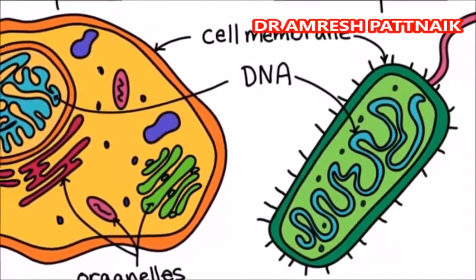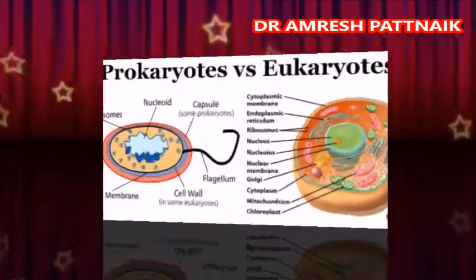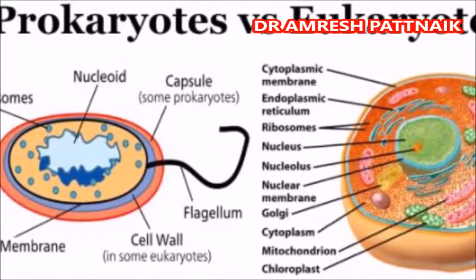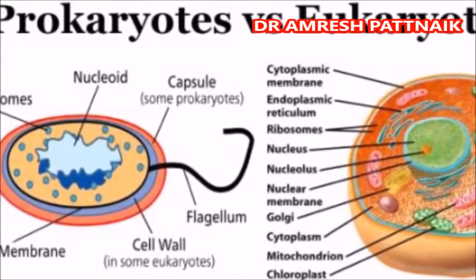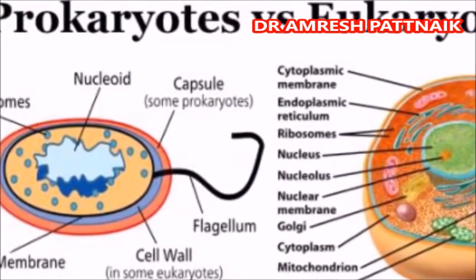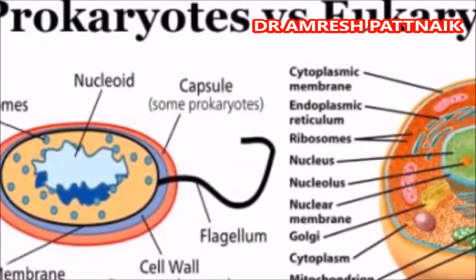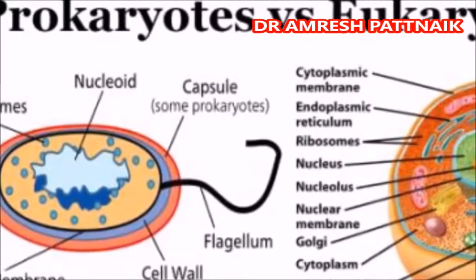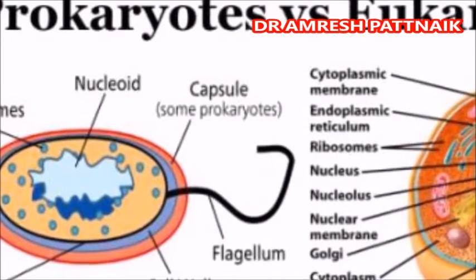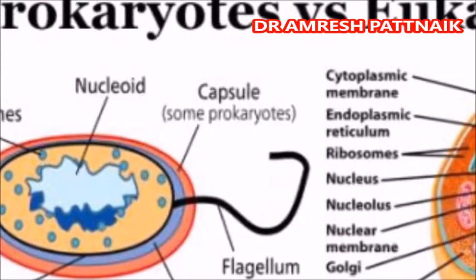Here we can find two types of cells: prokaryotic and eukaryotic. Pro means primitive, and karyote means nucleus. A prokaryotic cell has a primitive nucleus, not distinct or well confined. If a true, well-confined nucleus is present with all the cell organelles floating in the cytoplasm, it is called eukaryotic. So prokaryotic is the primitive one, and eukaryotic is the recent, developed one.